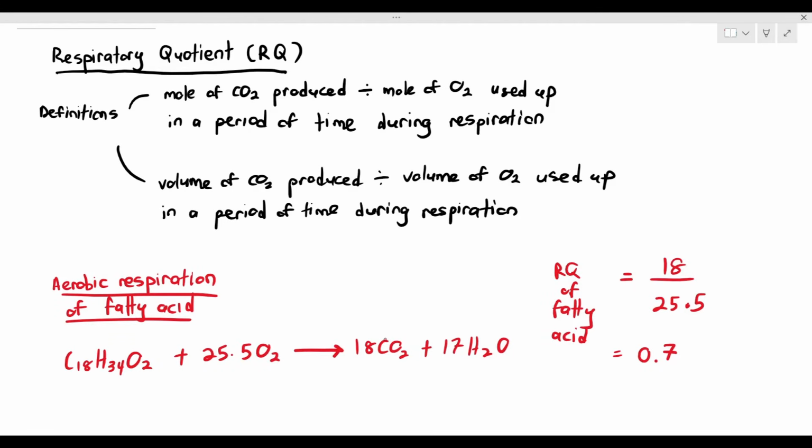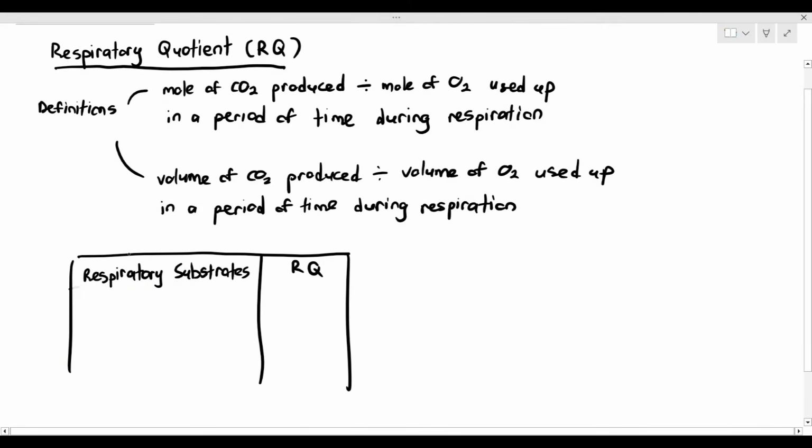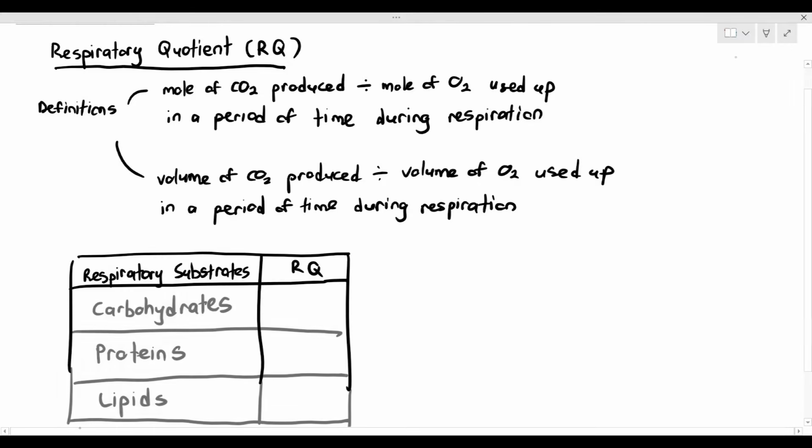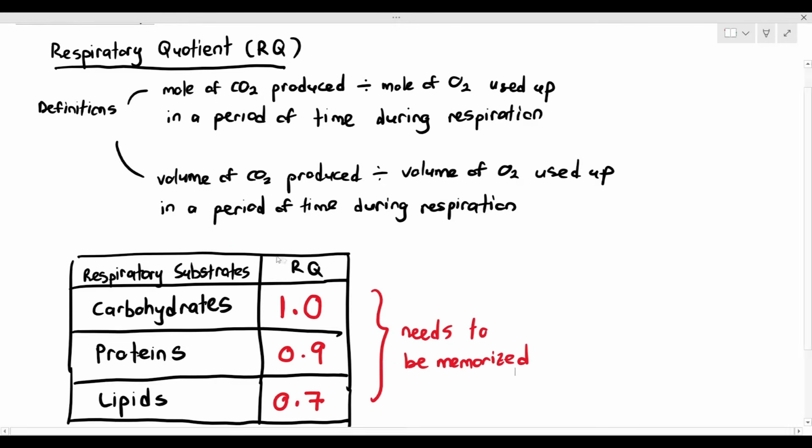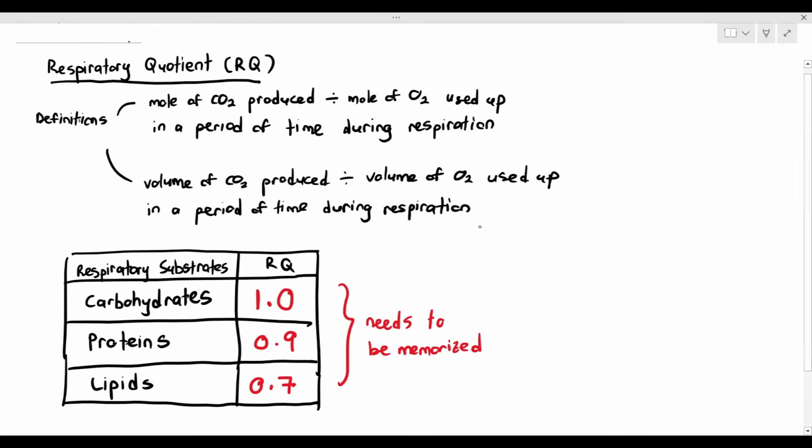Now, you do have to memorize the respiratory substrates and also their matching RQ values. Remember, when we studied the previous video, I told you that your cells can use carbohydrates, proteins, and lipids or fats as respiratory substrates. The RQ value of most carbohydrates will be around 1.0, proteins will be about 0.9, and lipids about 0.7. This needs to be memorized, especially carbohydrates and lipids. They love asking that in the exam too.